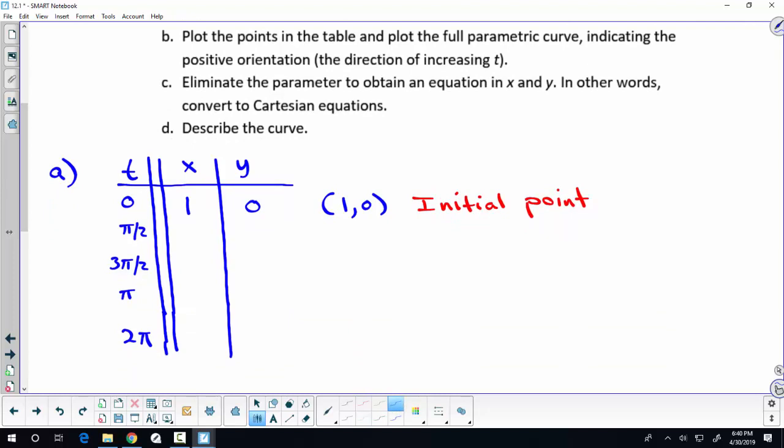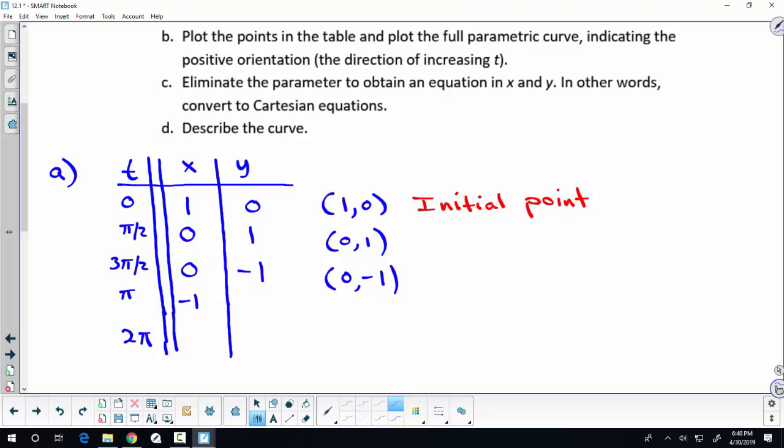Pi over 2: cosine of pi over 2, sine of pi over 2. That gives us the point (0, 1). Cosine of 3 pi over 2 is 0, and sine of 3 pi over 2 is negative 1, so (0, -1). So it does have a specific direction, if you will. We're following this direction from the initial point to the terminal point.